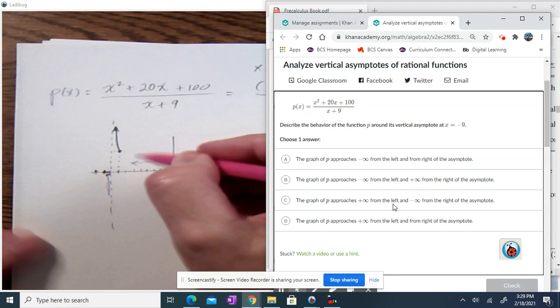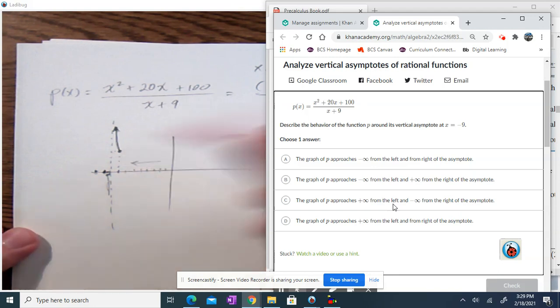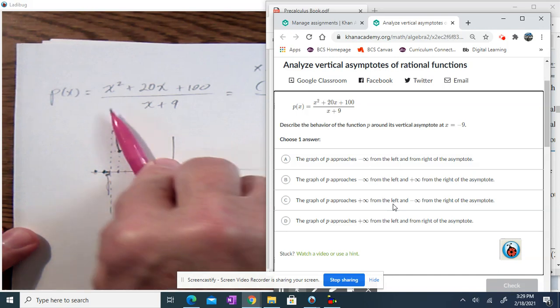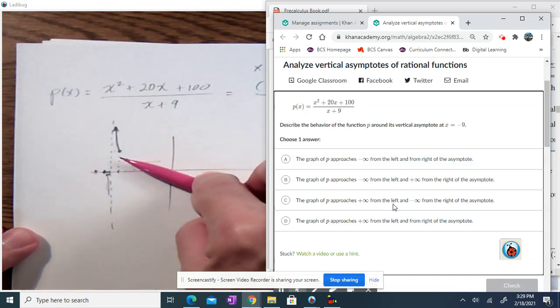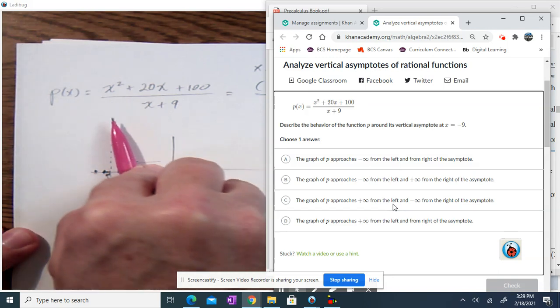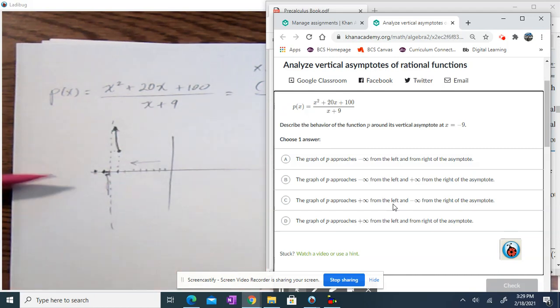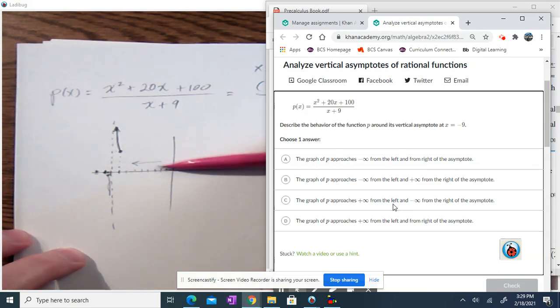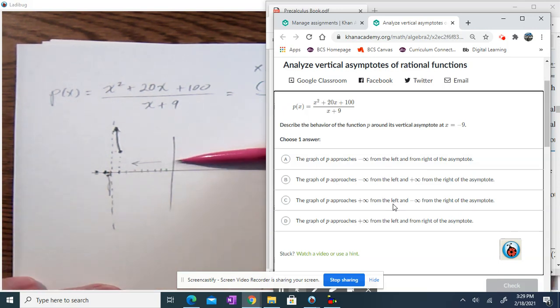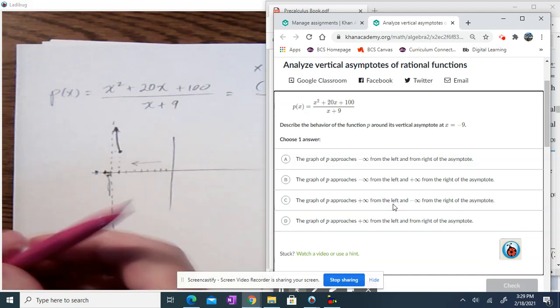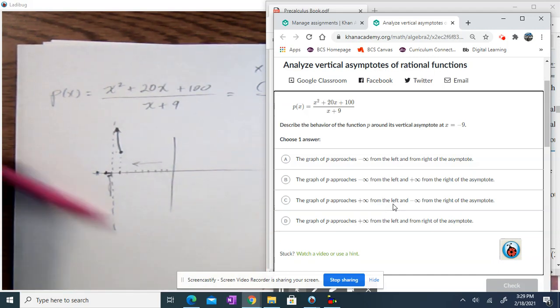So that means as you come from the left, as you come this way, the graph is going to approach your vertical asymptote and go up to infinity. As you come, oh, I got this backwards. This is coming from the right. Sorry. Good grief. I don't know my left from my right. So as you come from the right, it goes to positive infinity. As you come from the left, it goes to negative infinity.